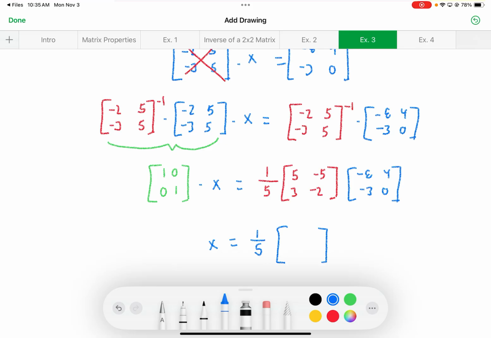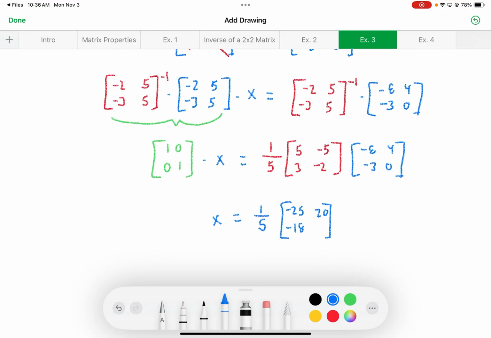All right, so first row, first column, I'd get negative 40 plus 15. That's going to be negative 25. First row with second column, you'll get 20 plus 0, or 20. Second row, first column, negative 24 plus 6 will give me negative 18. And then second row, second column will give me a 12. Put it there.